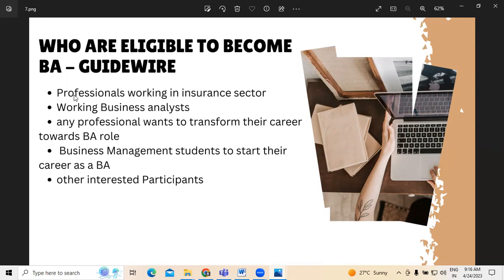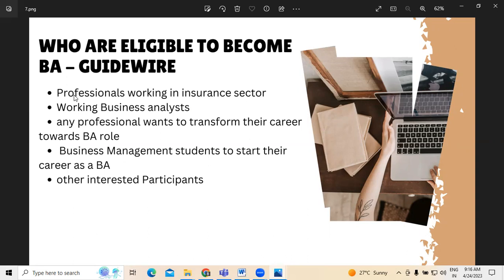Second point, a person who is working as a business analyst now in different sectors and wants to switch their career towards BA in Guidewire. Those people are also eligible here. Third point, any professional who wants to transform their career, because business analyst is a kind of role. People who look for career transformation will apply.